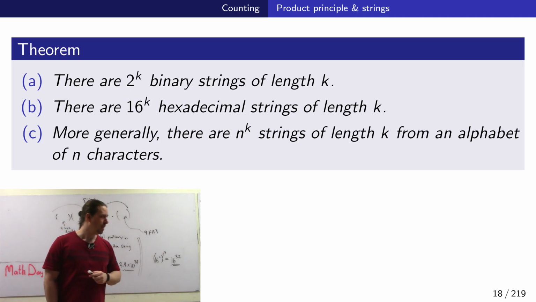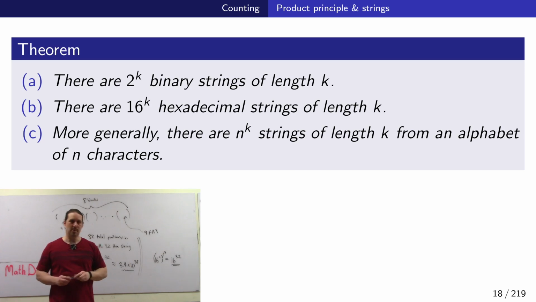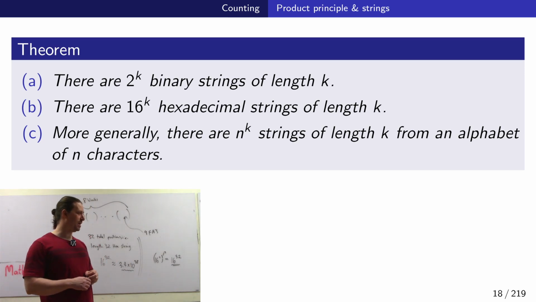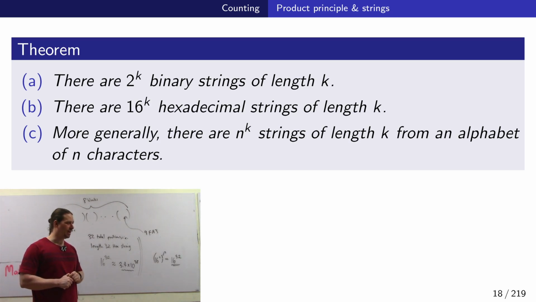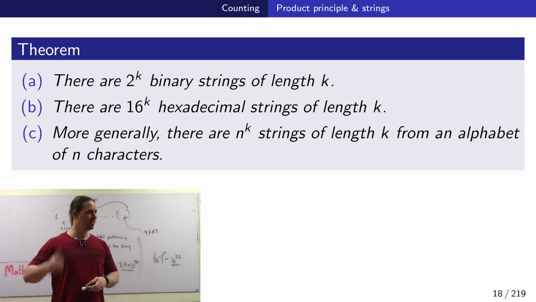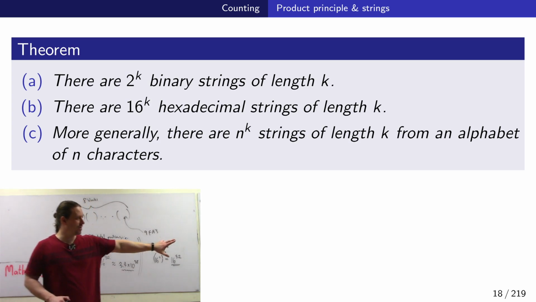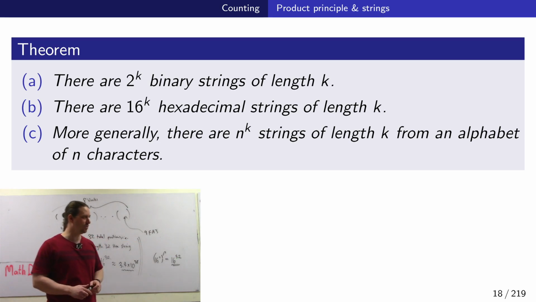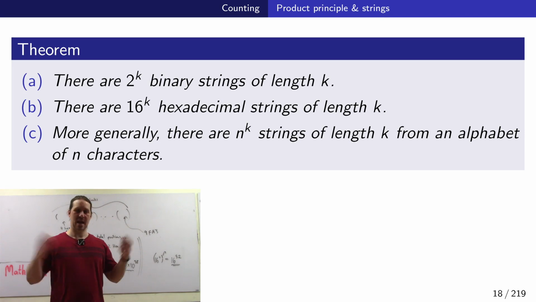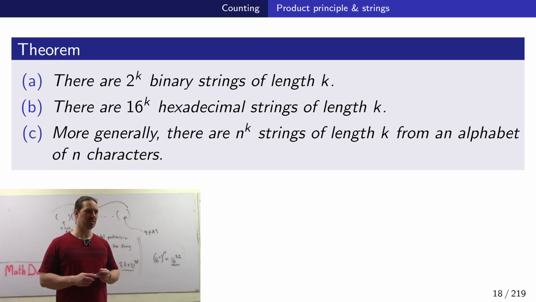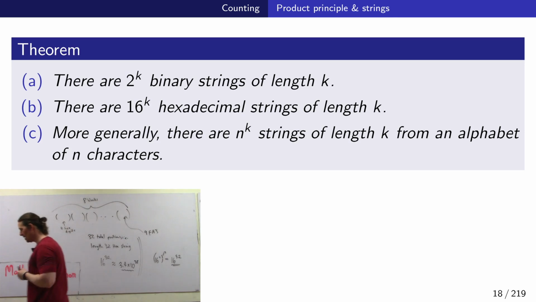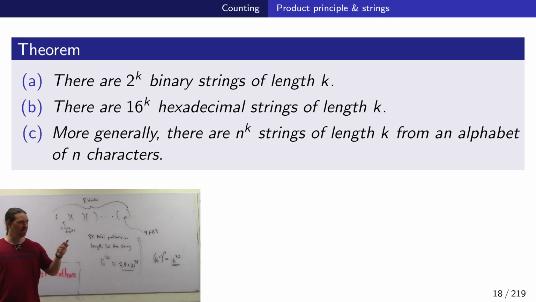And then most generally, suppose you have a string of length k, and the alphabet has n characters in it. N characters might be 26 letters. It might be 95 ASCII characters. It might be 2 binary bits. It might be 16 hexadecimal characters. Anything like that. Then it's just n raised to the k: n times n times n times n, k different times. So in the theorem here, C is the most general. That is the answer to all these string questions. If your alphabet has n different letters in it, and your string is of length k, then you will always have n to the k different possible strings. Okay? So that summarizes these string type problems, and that is the product rule in disguise as well, the product principle.